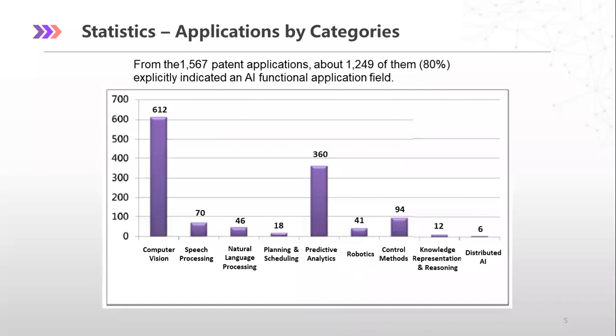There are 9 AI functional application first-tier categories based on WIPO classification. TIPO received applications that were able to be sorted into all 9 categories, but with a drastically different case count from one to another. The majority of cases fall in the categories of computer vision, predictive analytics, and control methods.